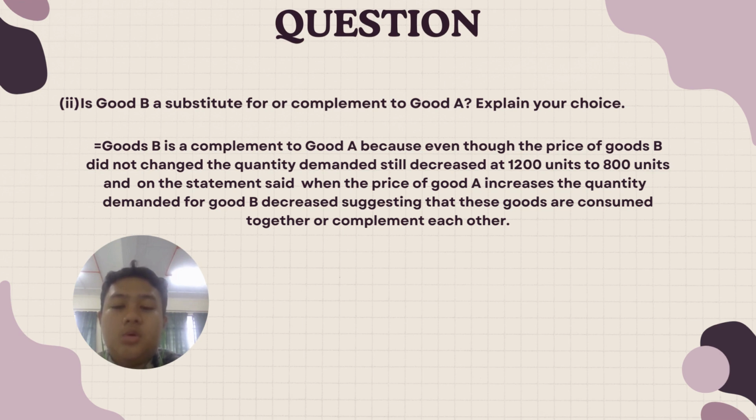Good B is a complement to good A because even though the price of good B did not change, the quantity demanded still decreased from 1,200 units to 800 units. And the question statement said, when the price of good A increased, the quantity demanded for good B decreased, suggesting that these goods are consumed together or complement each other. So this shows that the quantity demanded changed and the price did not change.